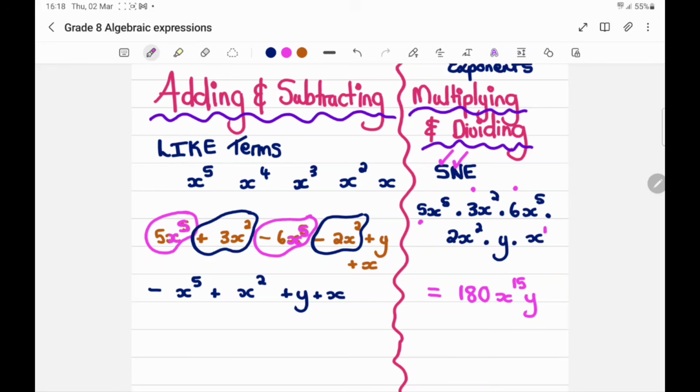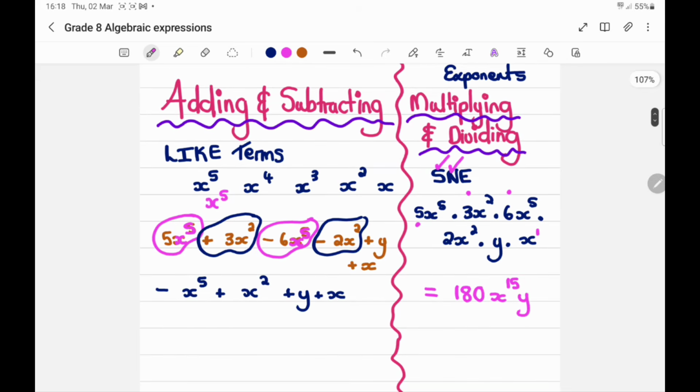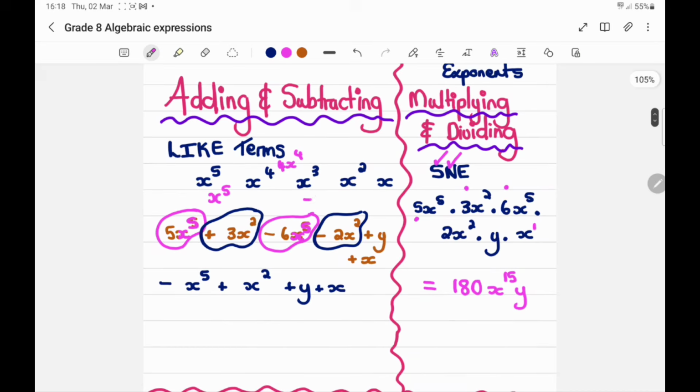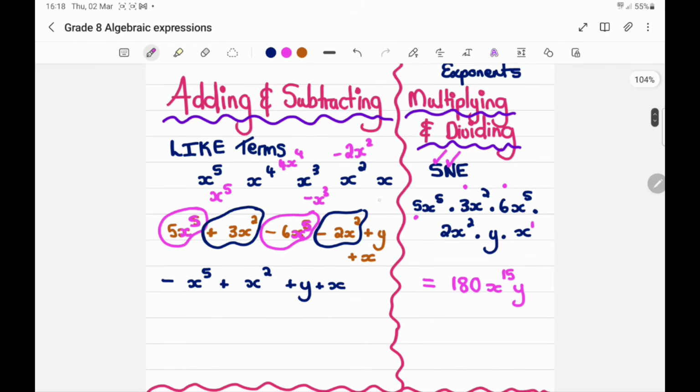All right. And that is the difference between the two. So please, when you add and subtract, you can only add and subtract like terms. What do like terms look like? If you've got an x to the power 5 and another x to the power 5. If you've got an x to the power 4 and a 4x to the power 4. If you've got an x to the power 3 and a negative x to the power 3. If you've got an x squared and a 2x squared or negative 2x squared. If you've got an x and a negative 10x. They are like terms, those buddies.